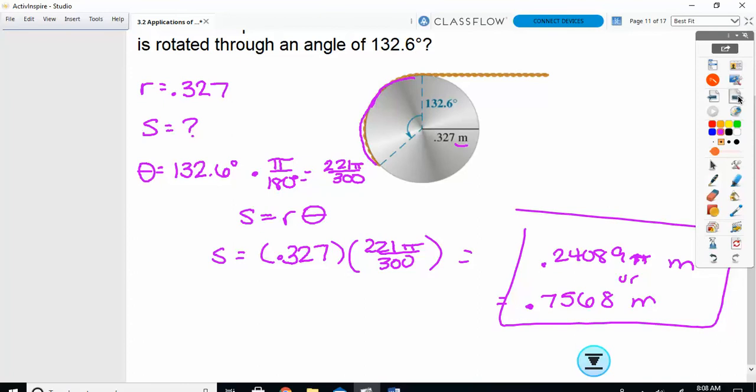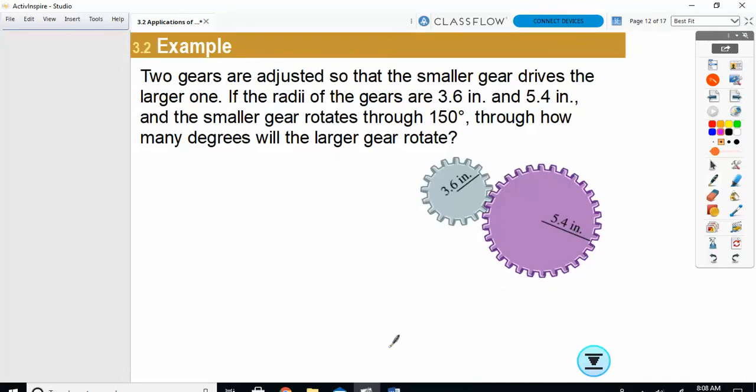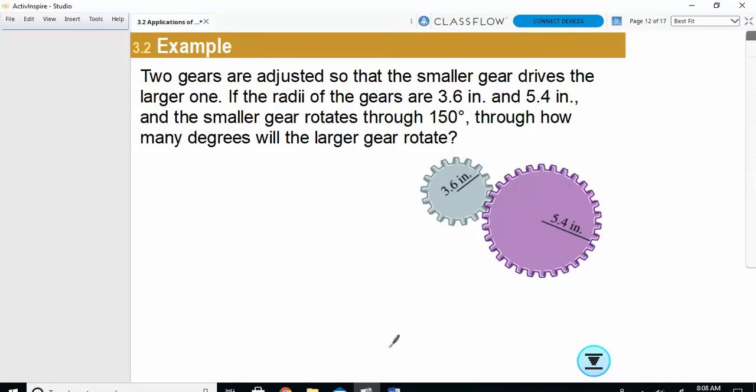So let's get another one. Two gears are adjusted so that the smaller gear drives the larger one. Do you know what that means? It means they're touching each other and you're spinning the small one, which in turn makes the bigger one turn because they're touching. If the radii of the gears are 3.6 inches and 5.4 inches, and the smaller gear rotates through 150 degrees, through how many degrees will the larger gear rotate?